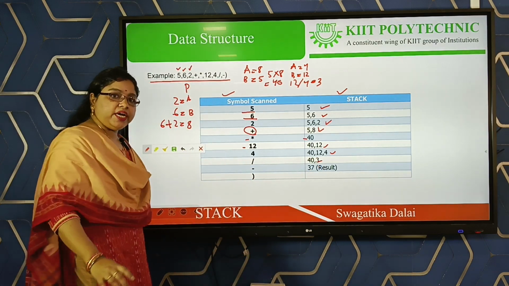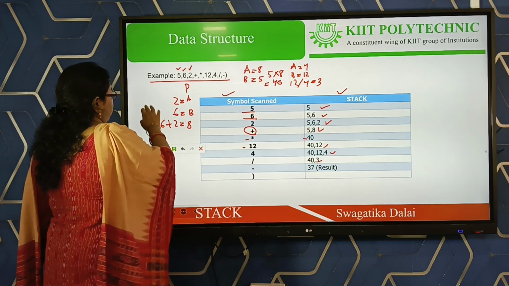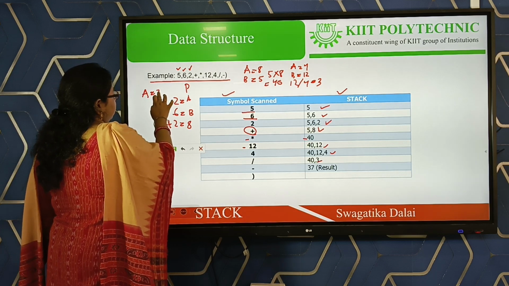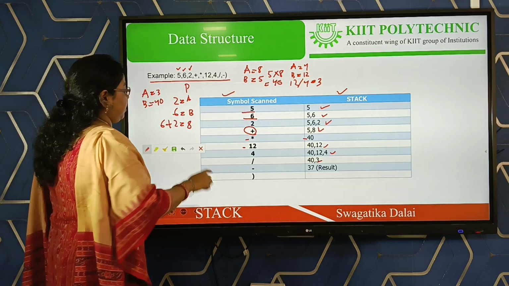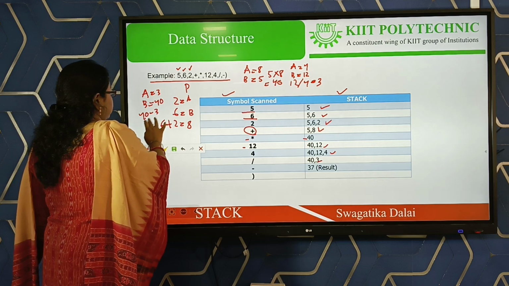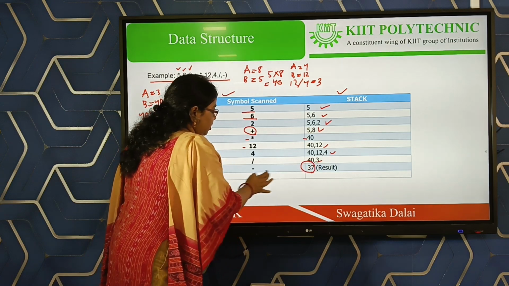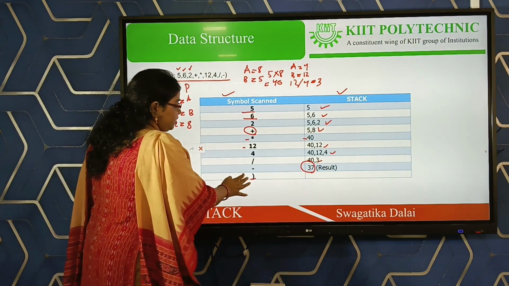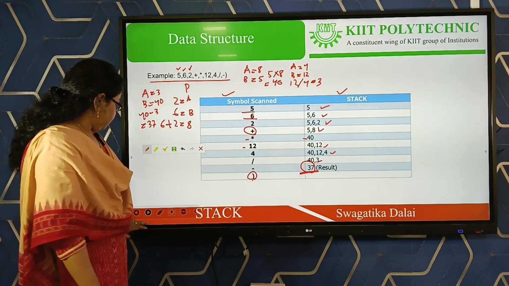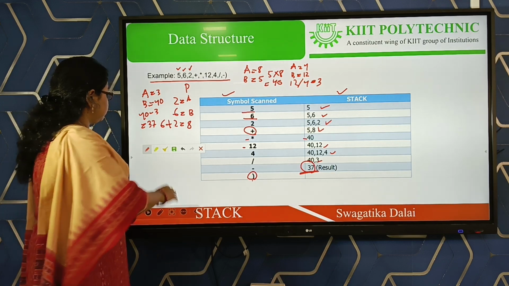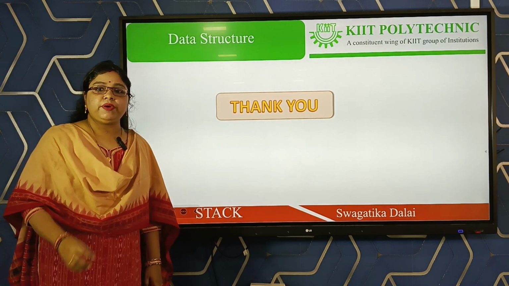Next one is minus, which is again an operator. We pop the top two elements from the stack. A equals 3, B equals 40. We evaluate B operator A, that means 40 minus 3 equals 37. So the final result is 37. Lastly, the right parenthesis is encountered, no symbol is left, so the final result is 37. In this way we have evaluated the postfix expression.